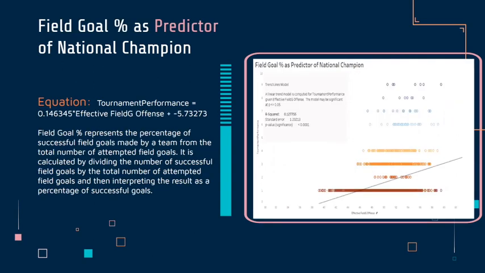Next, we have our field goal percentage as a predictor. And what is field goal percentage? It represents the percentage of successful field goals made by a team against the total number of attempted field goals. So that's also a more simple metric, similar to win percentage, but of course with different stats. And you can see the R squared for it is actually fairly low. It's especially low compared to some of the other ones we have seen, at 0.12.